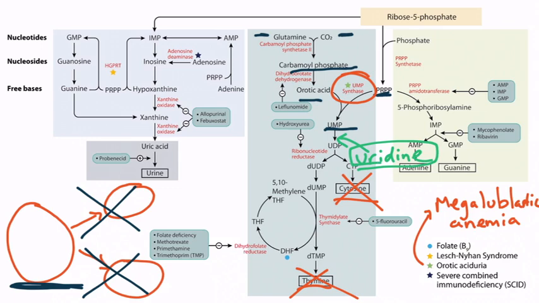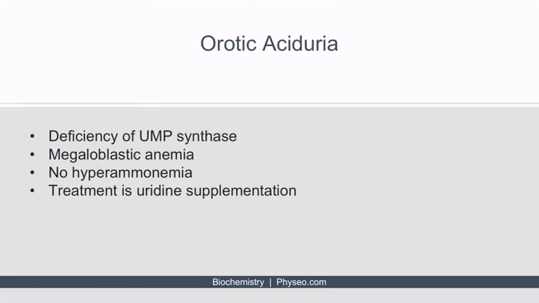Okay, let's see what your text says. Orotic aciduria is due to a deficiency of UMP synthase. This results in megaloblastic anemia. It does not cause hyperammonemia because the urea cycle functions normally, and the treatment is uridine supplementation.